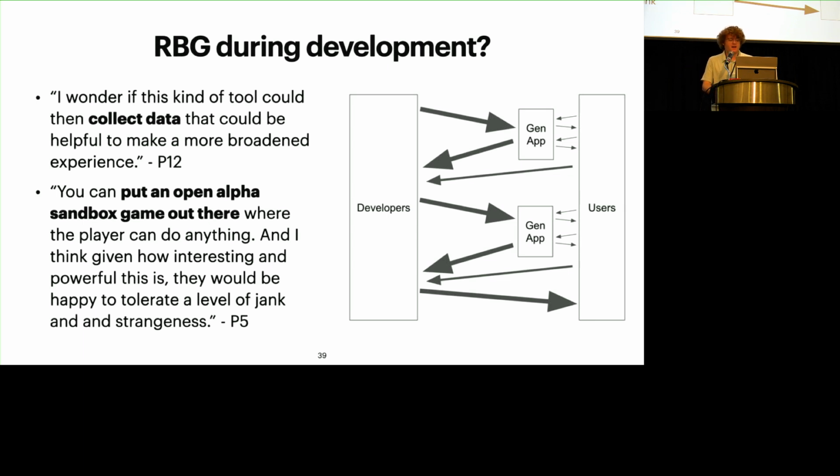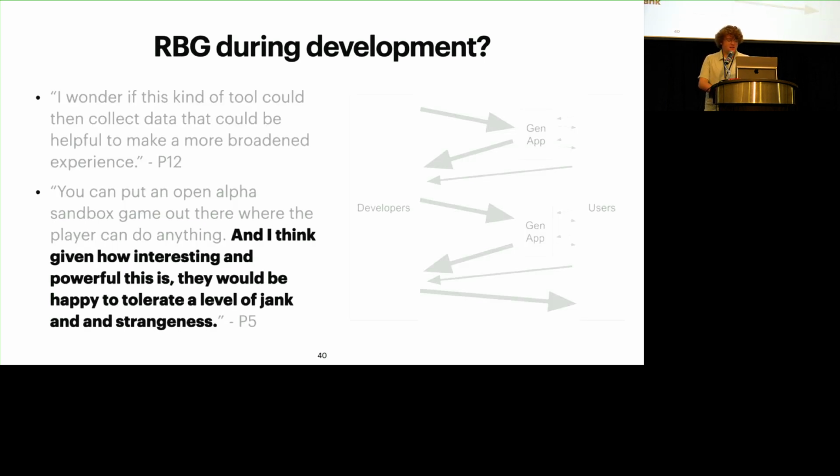Participant 5 had a similar idea where they talked about an infinite open alpha sandbox where players are constantly generating new behaviors and a team of developers is constantly in the background trying to fix the most broken ones. And I like this quote from them. They said, "I think given how interesting and powerful this is, the players would be happy to tolerate a level of jank and strangeness."